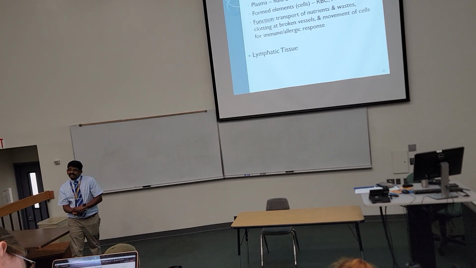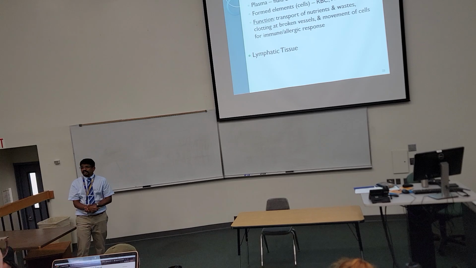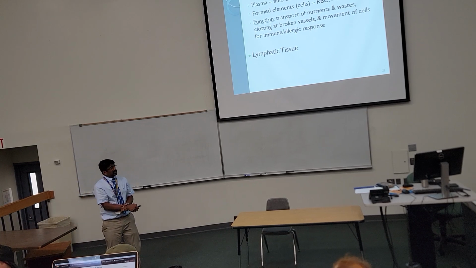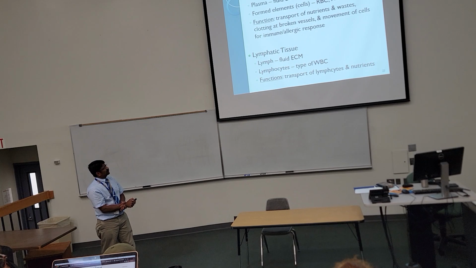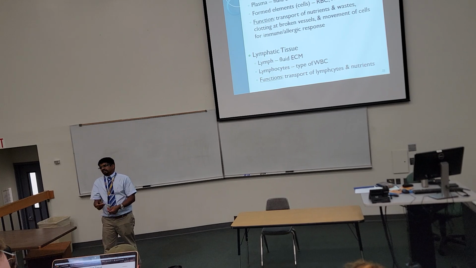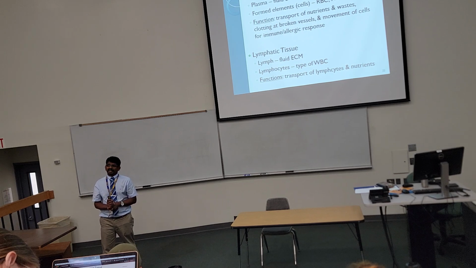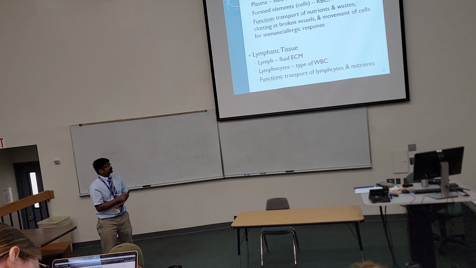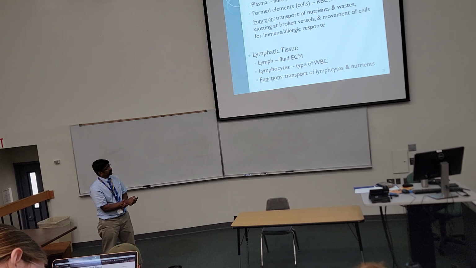The other ones are lymphatic tissues, right? So these are found in the lymph vessels. I know we use lymph and lymphatic tissue kind of loosely, but if we separate them out, the lymph is the extracellular matrix, the plasma equivalent. In terms of cells, it's pretty much just one cell carried by our lymph, the lymphocyte. In terms of functions, they don't transport lymphocytes.